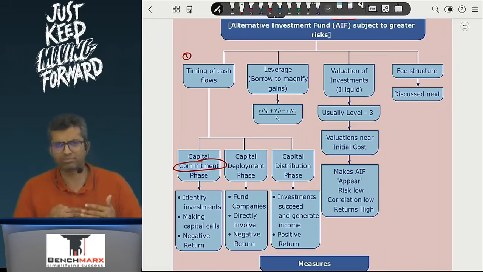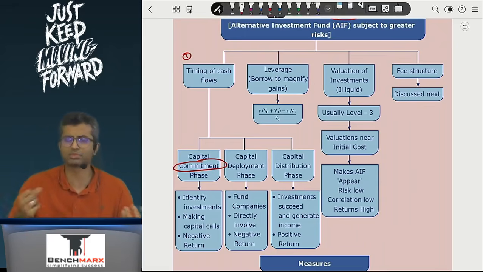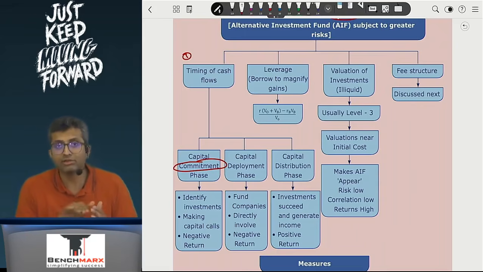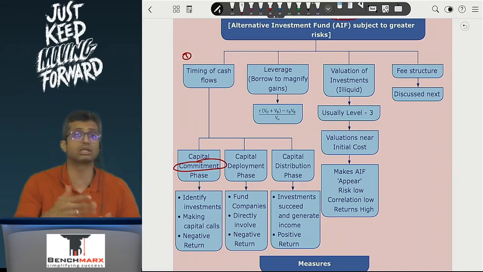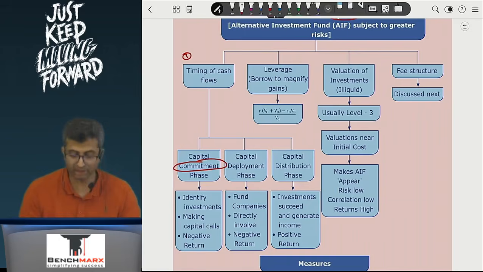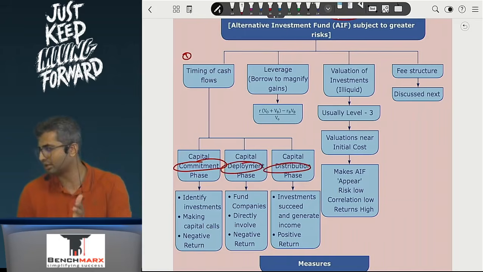Second is the capital deployment stage, where you start deploying the capital. However, some companies might start turning profitable, some companies might still be loss making, and hence even in the capital deployment phase, though the returns start increasing, they may still be negative. And then there are bumper returns usually in the capital distribution phase. So this is the phase when the capital later gets distributed.